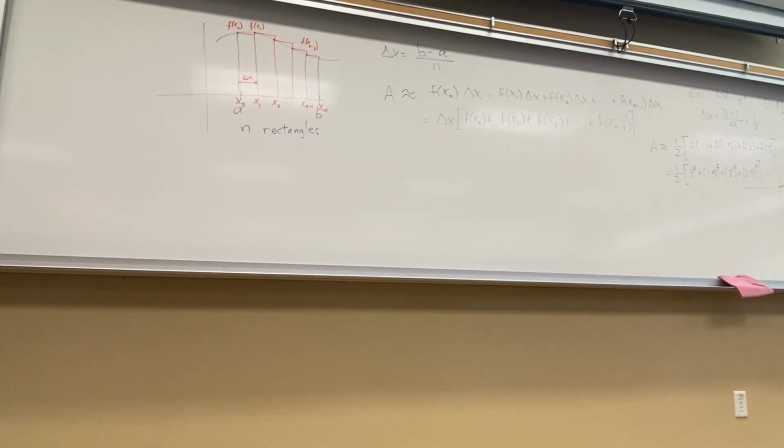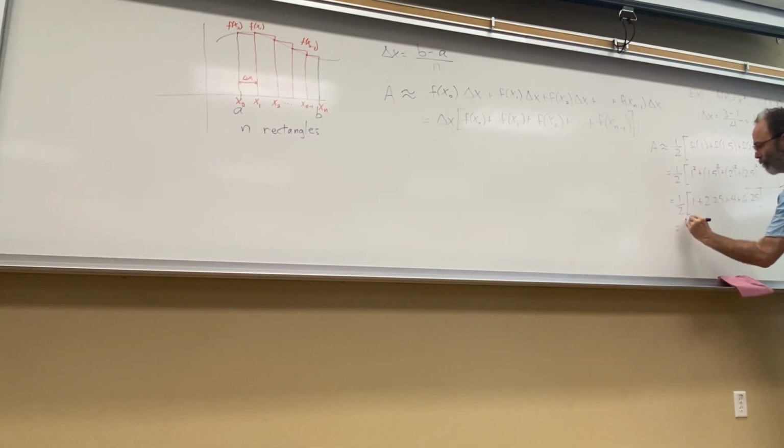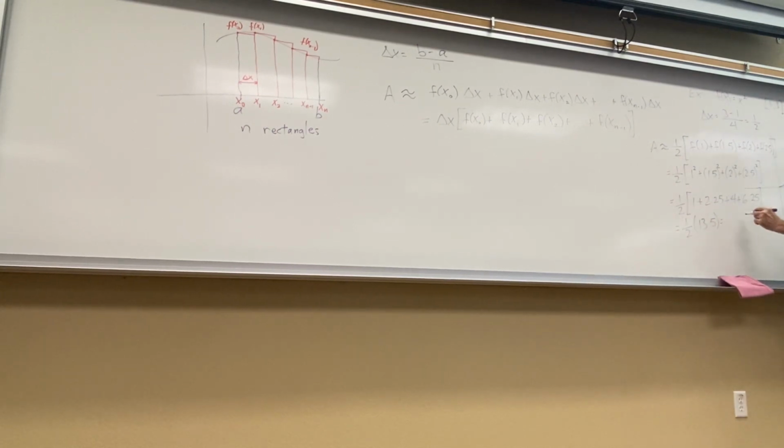Okay, since our function is x squared, we just plug those values into there. And so this is going to come out to 1 squared is 1, 1.5 squared is 2.25, 2 squared is 4, and 2.5 squared is 6.25. And that comes out to 6.75.